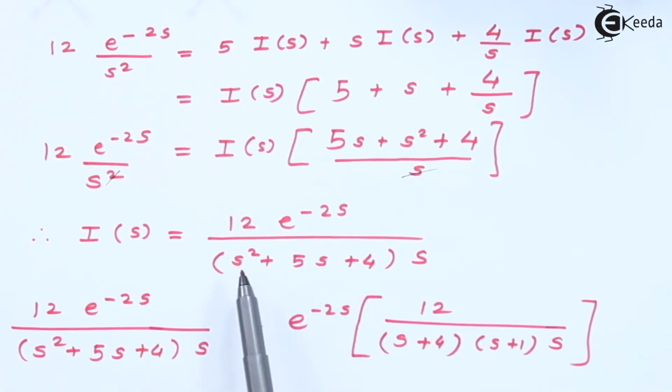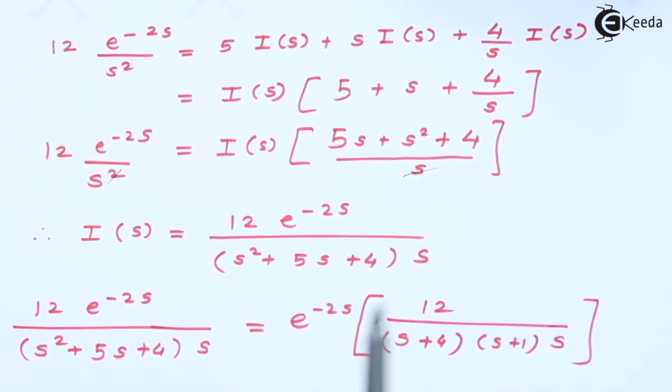So you can see the factors of s square plus 5s plus 4 are nothing but s plus 4 into s plus 1, and don't forget this s. So now what we will do, we will use the partial fraction for this factor which is in square bracket. So that I will write separately.